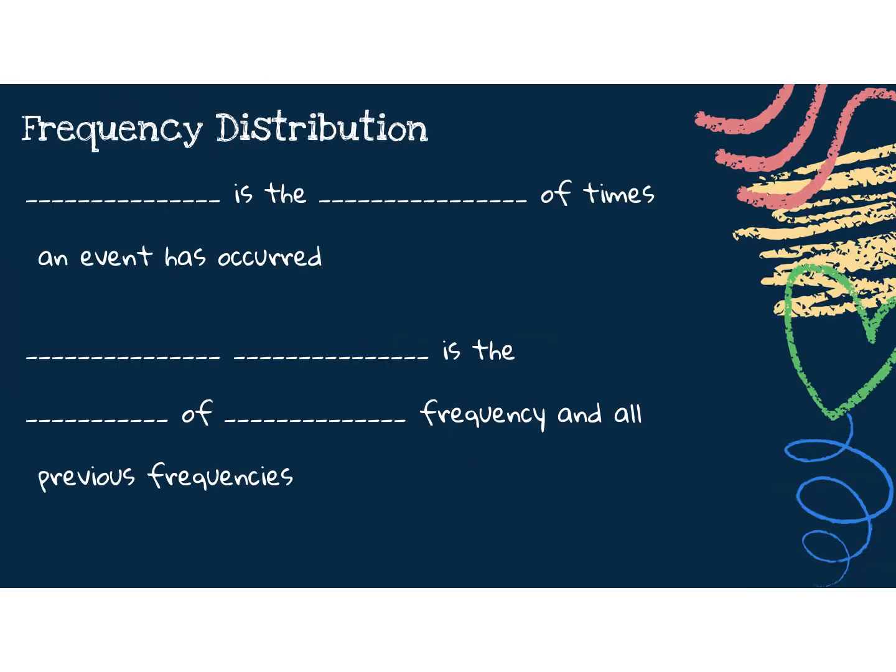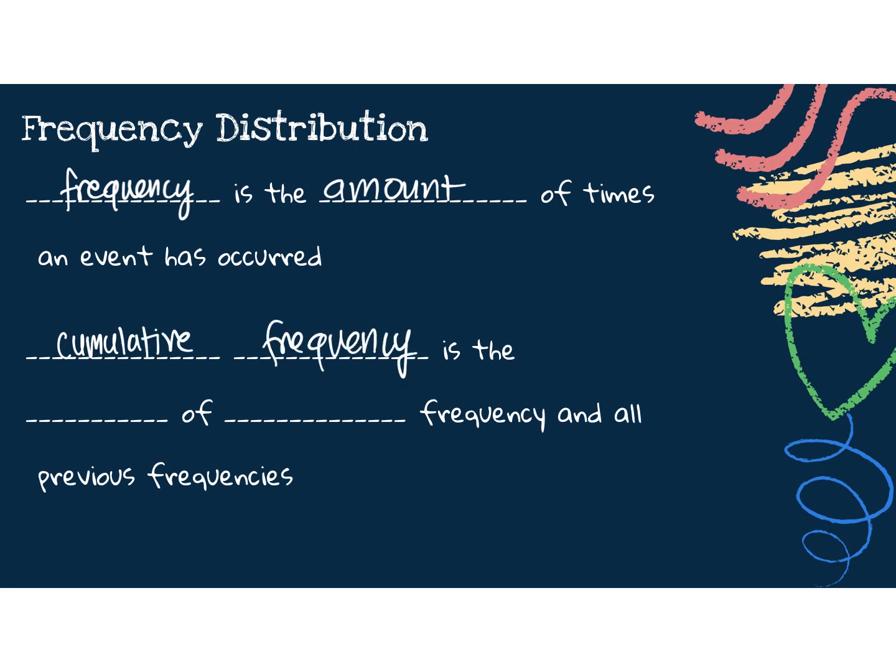So, our first vocab word is frequency. Frequency is the amount of times an event has occurred. We also will talk about cumulative frequency. Is the sum of the current frequency and all of the previous frequencies. So you add up the current one you're looking at plus any previous ones.